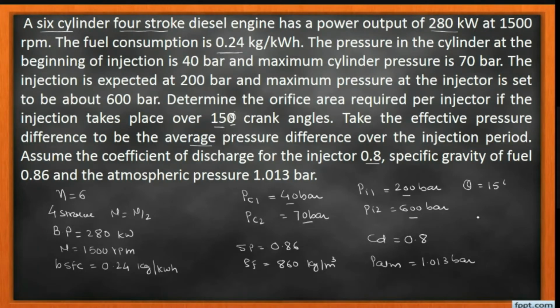Now students, we need to calculate the area of the fuel orifice from the given data. So first of all, we are going to write the formula: mass of fuel injected equals CD, the coefficient of discharge, times area of fuel orifice, times the square root of 2 times rho F times the injection pressure minus cylinder pressure. So using this formula, we are able to calculate this area.